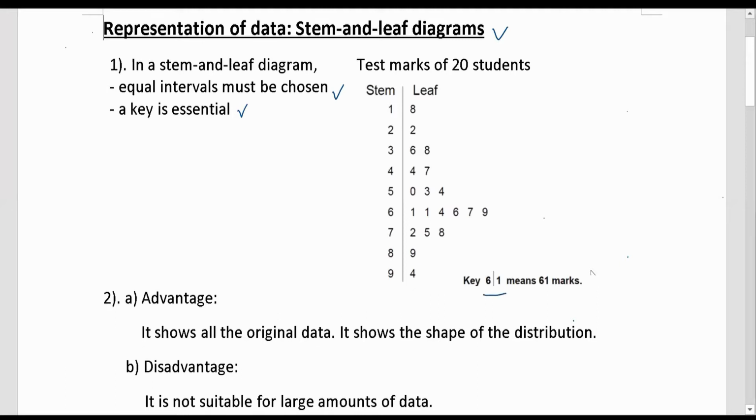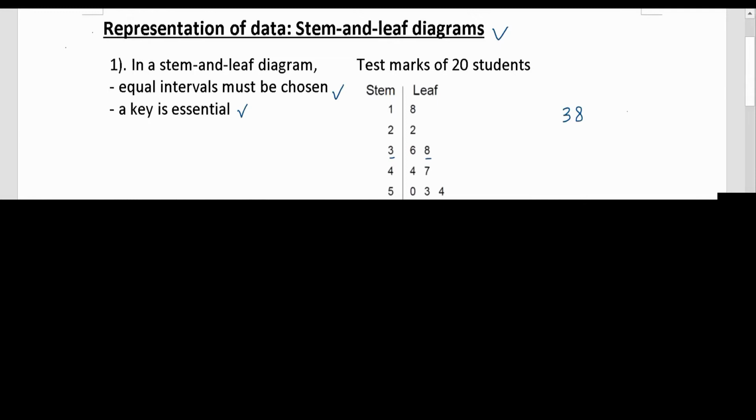First, we look at the key. 6|1 means 61 marks. That means if I have a 3 and 8, that means a student with 38 marks, and another student has a mark of 6 and 7, which means 67 marks. All right, so that is why a key is important to help us interpret the stem and leaf diagram.